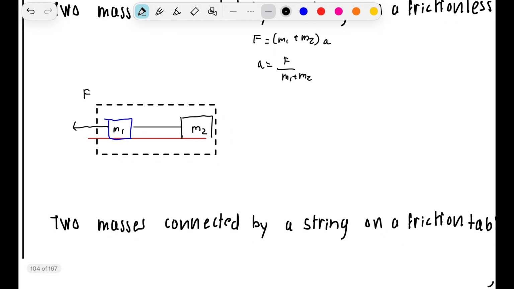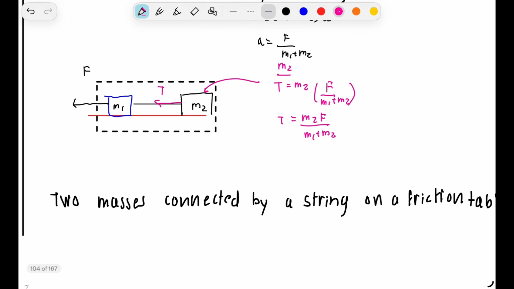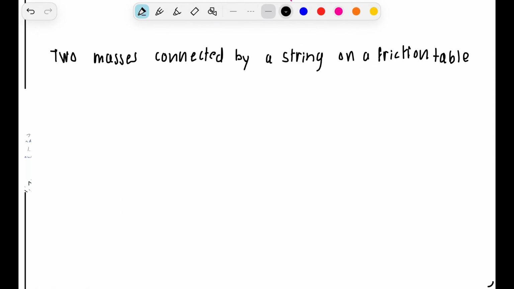Now, how can we find our tension force? So if we look at m2, we can see that the only force on m2 is going to be this tension force this way. So that tension is going to be equal to m2, this is for m2, by the way, m2 times F over m1 plus m2. So that's going to be equal to m2 times F divided by m1 plus m2. Now, what about when we have two masses that are connected by a string on a friction table? Well, it's going to be basically the same setup, except we have friction this time.